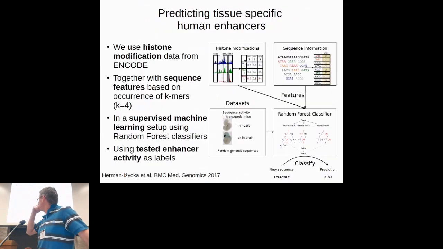Later on, among other people, we tried to understand how to identify these sequences in larger genomes. We've used various different methods of classification. This is a result where we used random forest classifiers and k-mers as features, in addition to histone modifications, also being able to identify them.